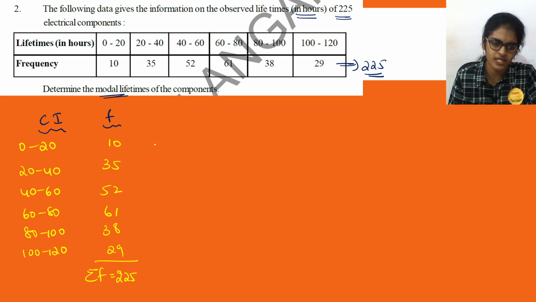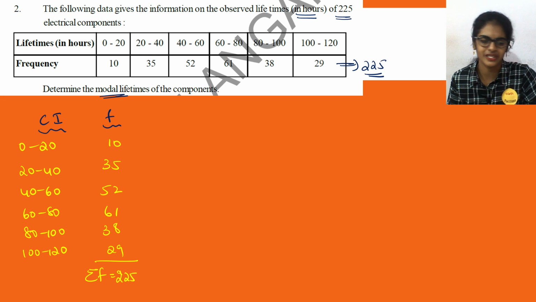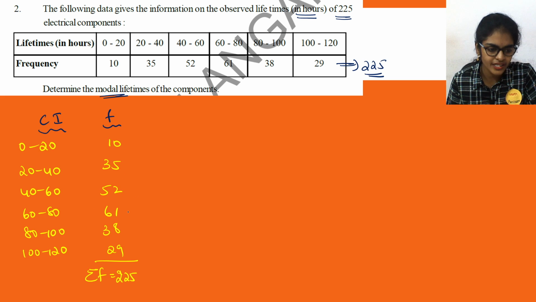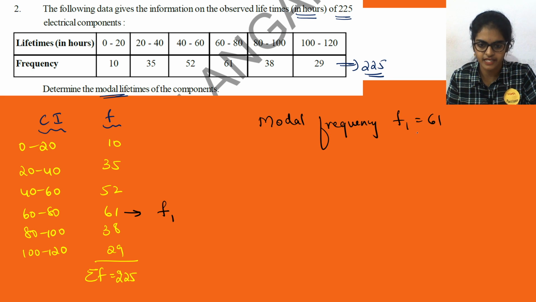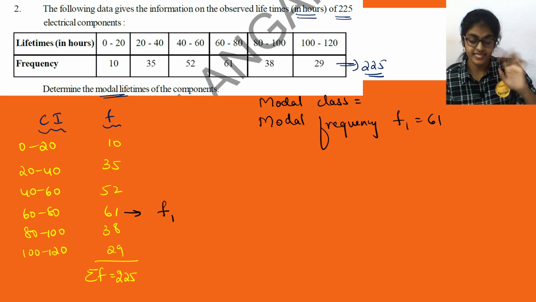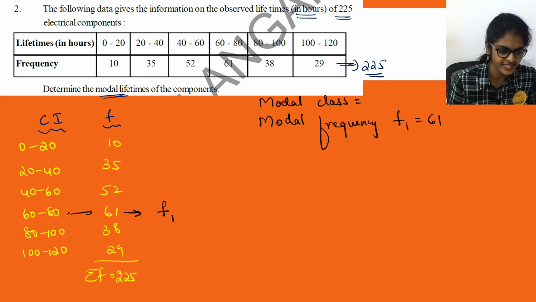So sigma f is nothing but 225. Since it is given in the question, I'm directly taking it. Anyway, you don't have any use for the sigma f value here. And have a look here, what is the maximum frequency? 61 is the maximum frequency. So you can take it as the modal class frequency. So your modal class frequency f1 is 61, and the modal class is this class, 60 to 80.